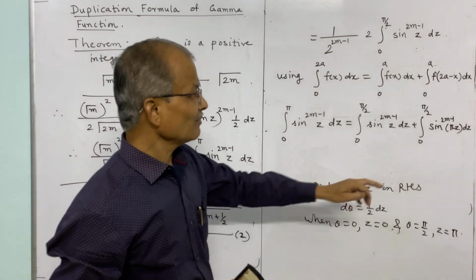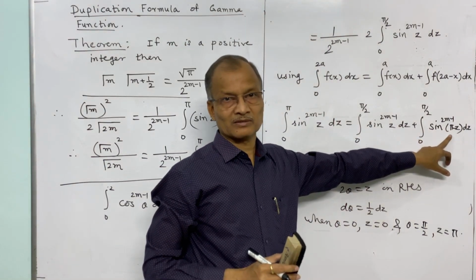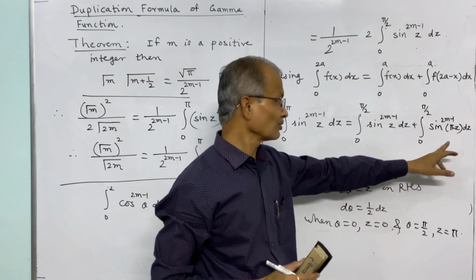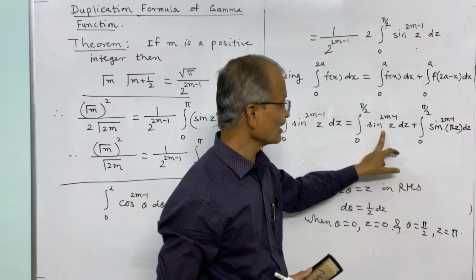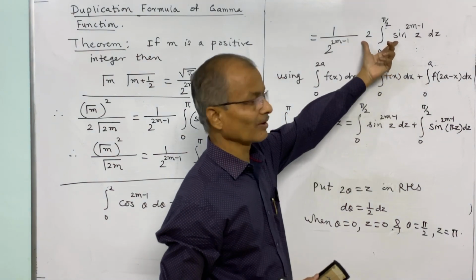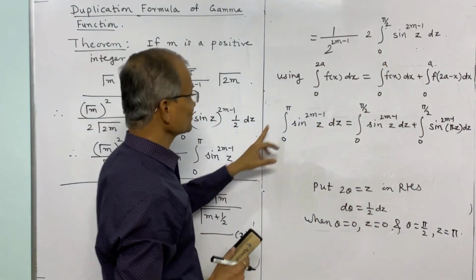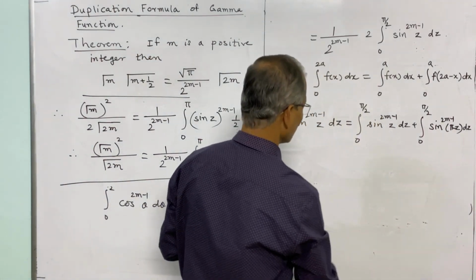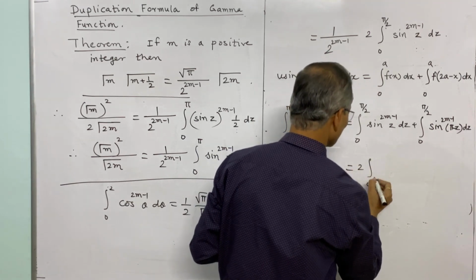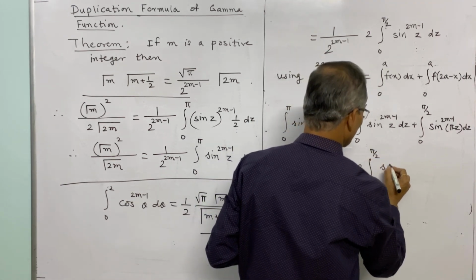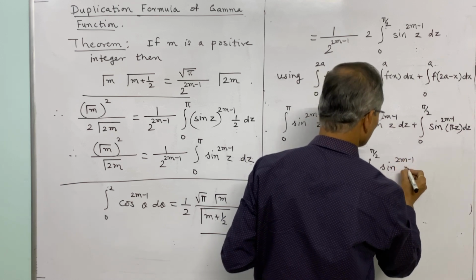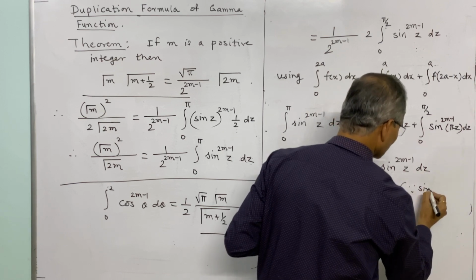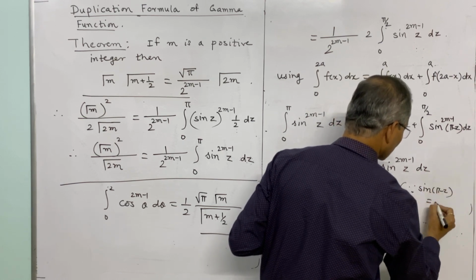Now you see, sine of pi minus z is the same as sine z, the allied angle formula. Sine of pi minus theta is the same as sine theta, so this is sine z, this is also sine z, and therefore this integral becomes double of this. So that is equal to twice the integral from 0 to pi by 2 of sine z raised to 2m minus 1 dz, since sine of pi minus z is equal to sine z.